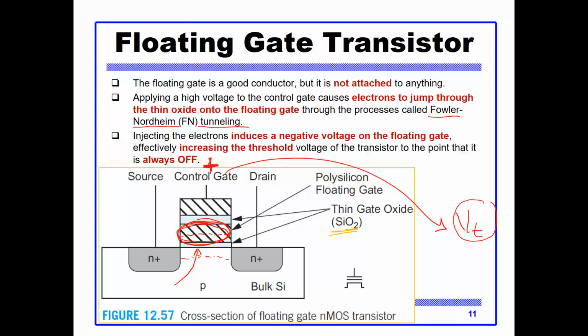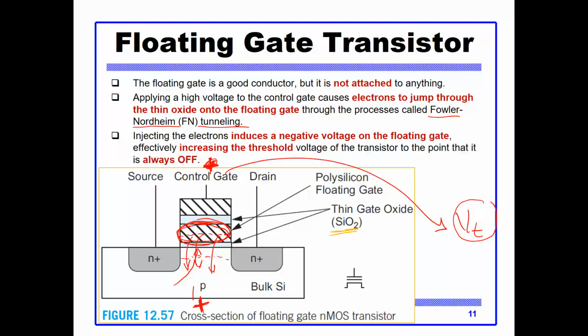So the idea is you manipulate the VT by introducing these electrons. Now, once I don't need them, what do I do? I reverse the process. I apply the positive voltage on the substrate, and then I pull out these electrons in a reverse process out of the floating gate to return the gate to its normal VT and normal operation.